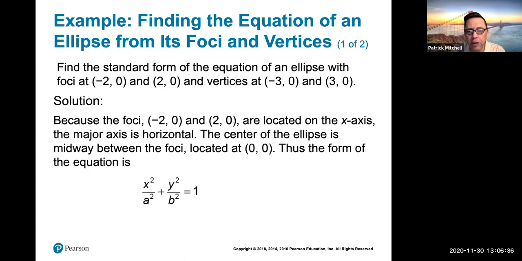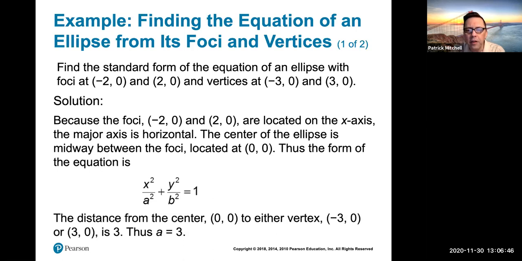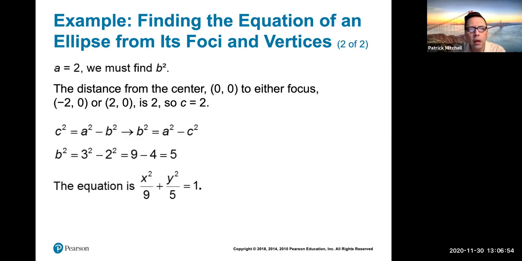Therefore, the form of the equation is like this: x squared over a squared plus y squared over b squared equals 1. The distance from the center, (0, 0), to either vertex is 3, which means a equals 3. Okay, there's another typo. Let's fix that real quick. Okay, that was a kind of minor typo, and I wasn't able to edit this line, so I just scribbled that over top. a equals 3, of course, so now we have to find b squared.